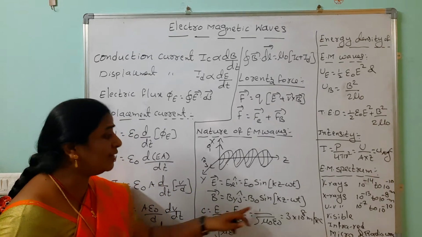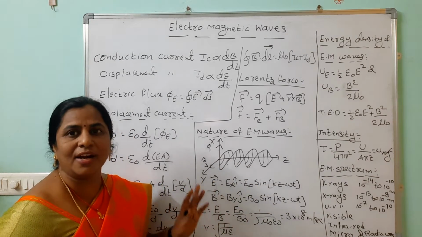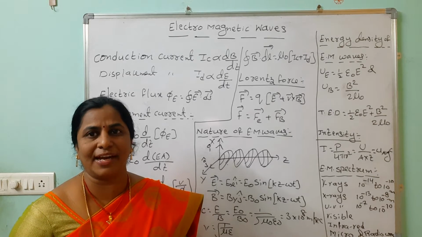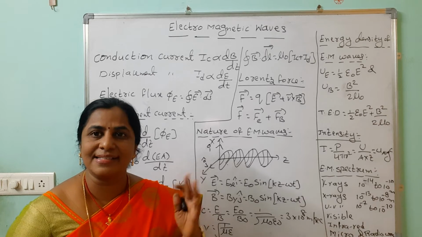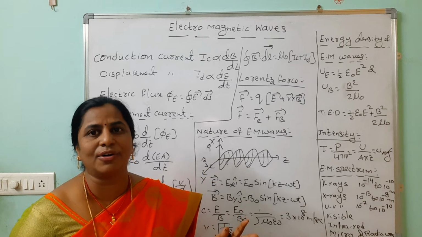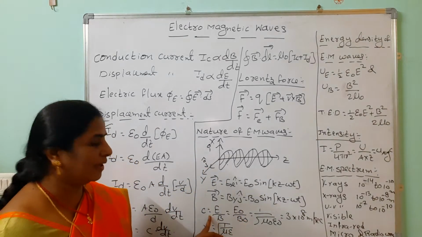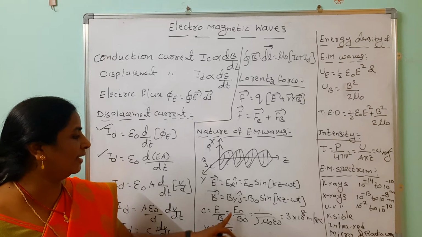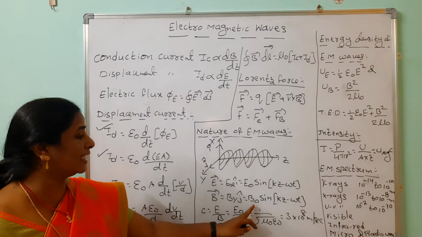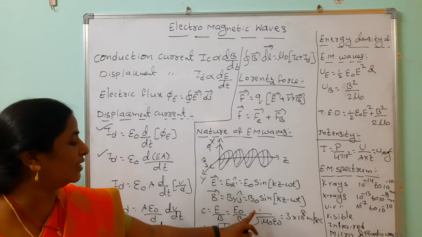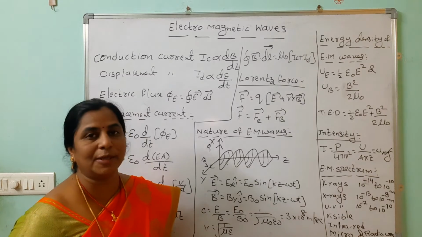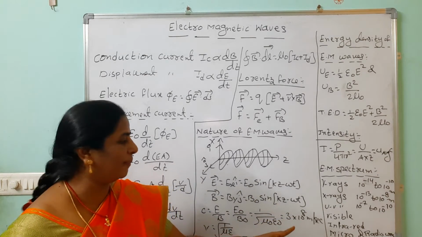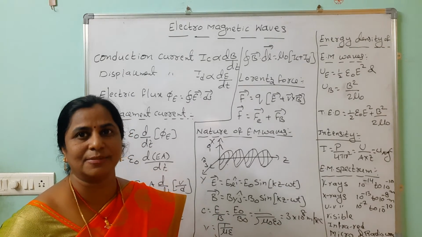Now see the importance of this. We always say that the velocity of light is 3 into 10 to the power of 8 meters per second. They discovered it already from this. From where did they get that value? Look here. It comes from the ratio of the intensity of the electric field to the magnetic field, E naught by B naught, the maximum of this by this, which equals 1 by under root mu naught into epsilon naught. So from this you get the value 3 into 10 to the power of 8 meters per second.